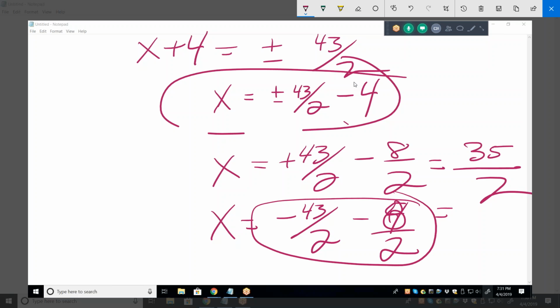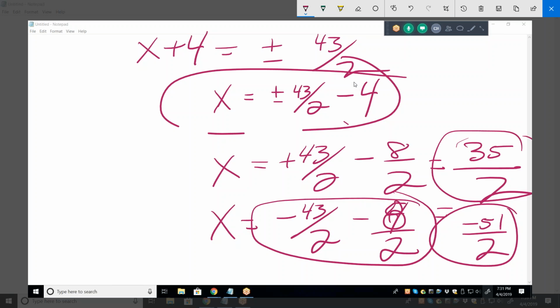It would be negative 51 halves. There's your two solutions. Now I made this problem up off the top of my head, so we came out with odd numbers. But that's okay. You're going to come up with odd numbers a lot of times. They're not always going to be integers. But this illustrated the problem perfectly in terms of completing the square.